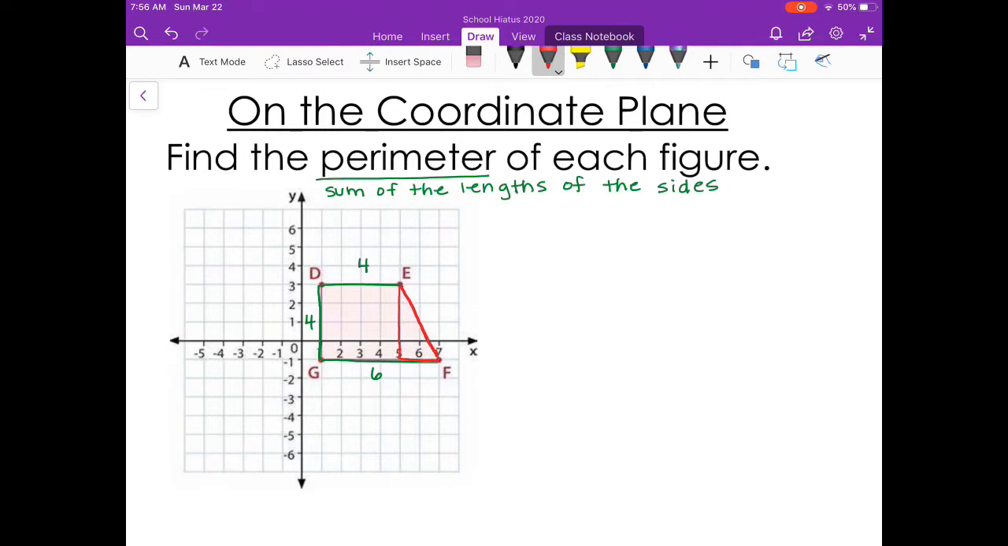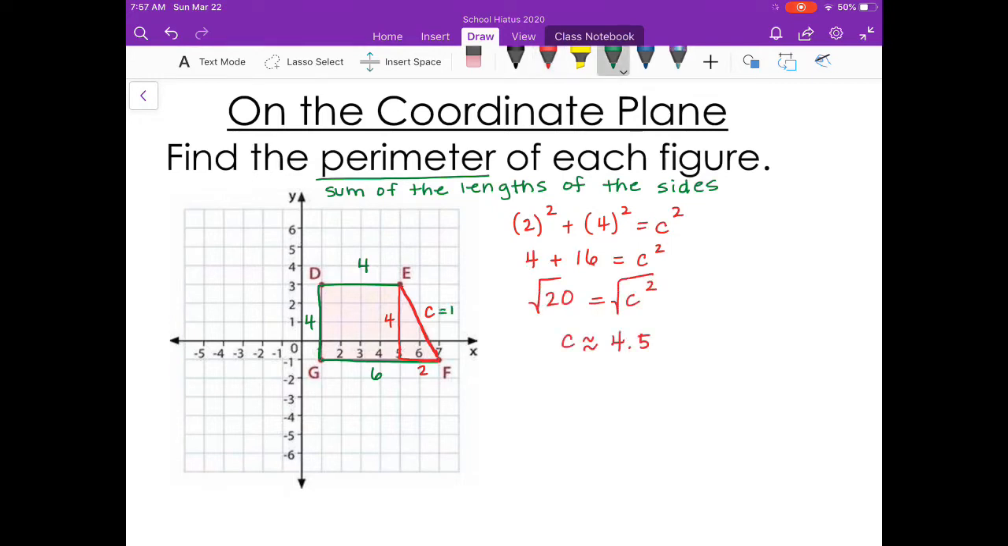We'll use the Pythagorean theorem, creating a right triangle with leg lengths of 4 and 2, and substitute those into the Pythagorean theorem to solve for the length C. Now that we know the length of the fourth side, we can calculate the perimeter of the figure, adding the lengths of the four sides together to find the total distance around the figure.